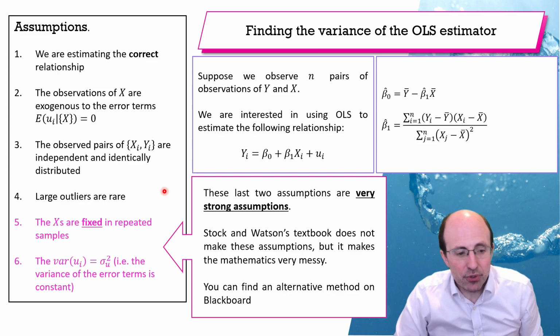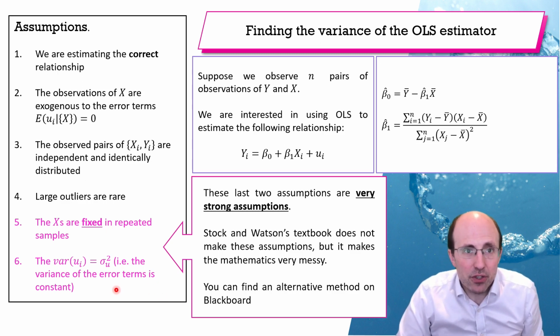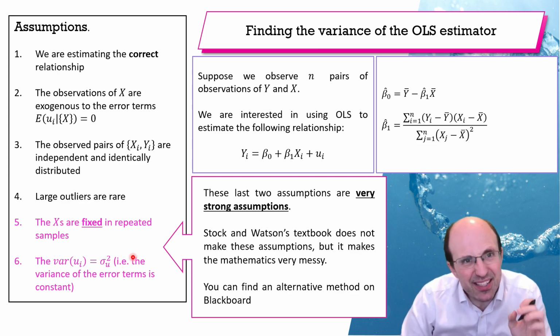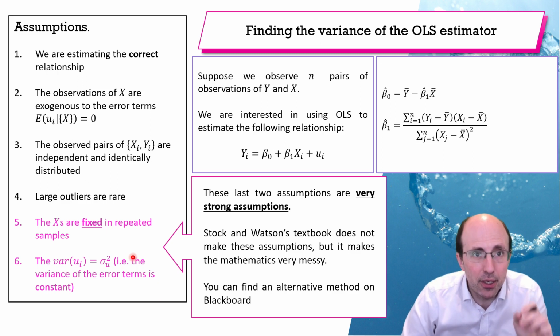The 6th assumption is that the variance of the error terms is constant. And again, this is going to make the maths slightly simpler in order to make it easier to understand what's going on.